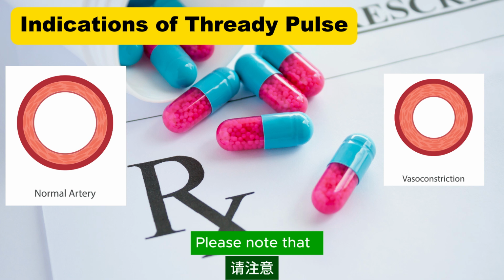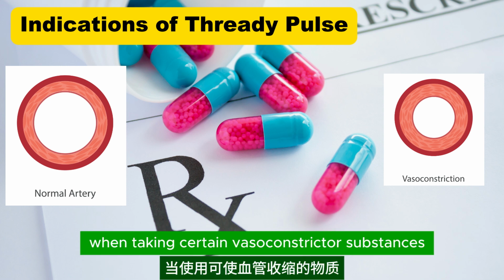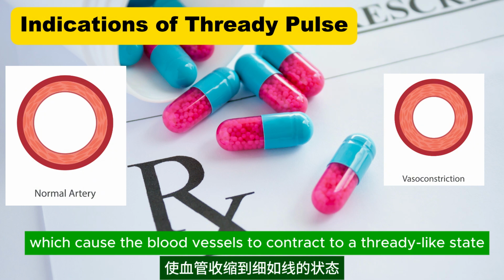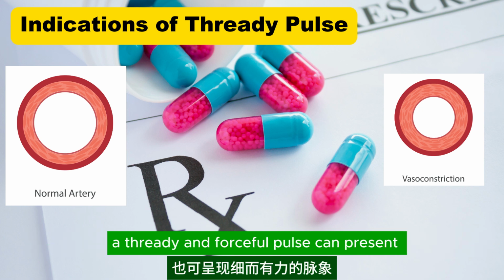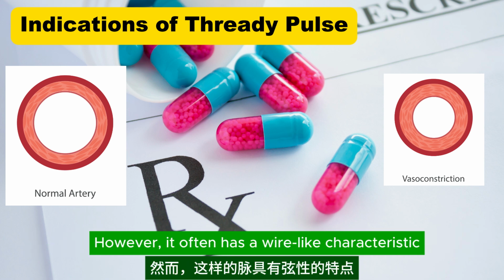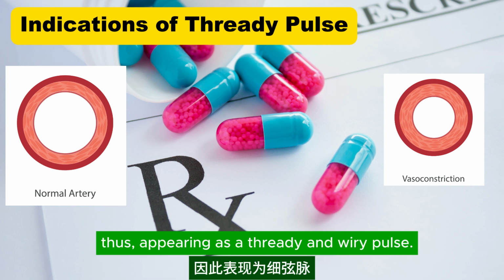Please note that when taking certain vasoconstrictor substances, which cause the blood vessels to contract to a thready-like state, a thready and forceful pulse can present. However, it often has a wire-like characteristic, thus appearing as a thready and wiry pulse.